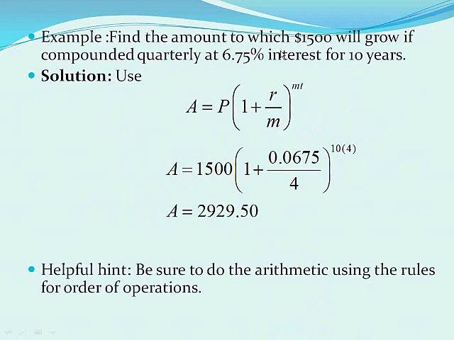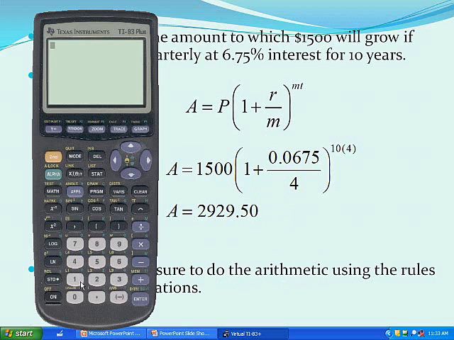Find the amount to which 1500 will grow if compounded quarterly at 6.75% interest for 10 years. So we have the compound interest formula, amount equal to principal P multiplied with 1 plus R over M to the power MT. When we substitute the values, we get this expression, 1500 multiplied with 1 plus 0.0675 over 4 to the power 10 times 4. On calculation, we will get this as 2929.50. If we are putting this in the calculator, make sure that we use the appropriate parentheses. This is how we do this in the calculator.